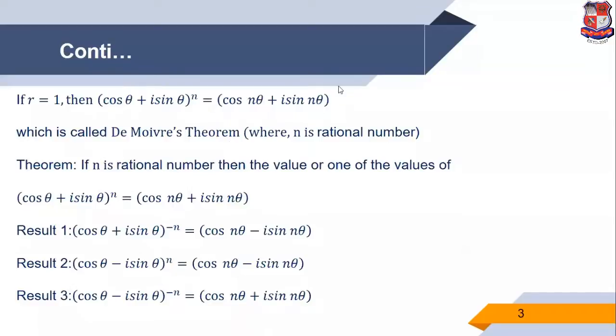So De Moivre's theorem is: if n is a rational number, then we write (cos theta + i sin theta)^n = cos n theta + i sin n theta. Now, example.